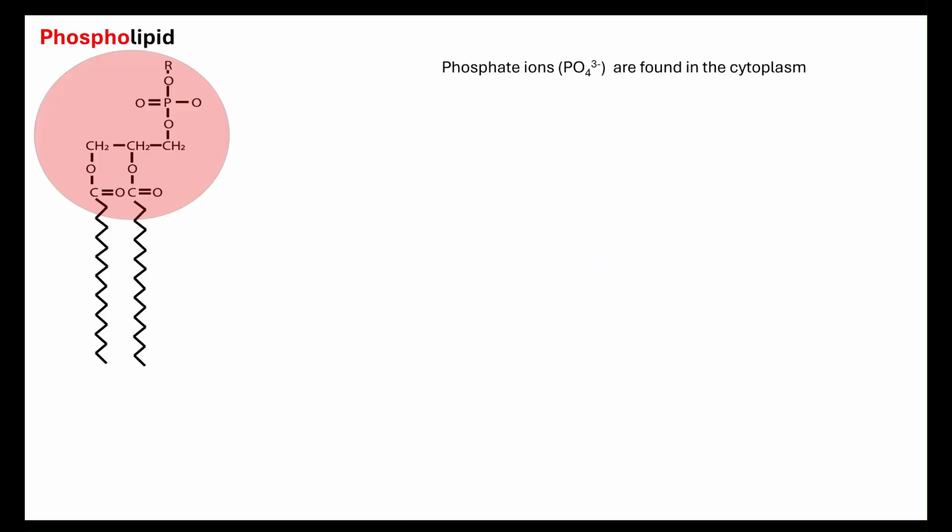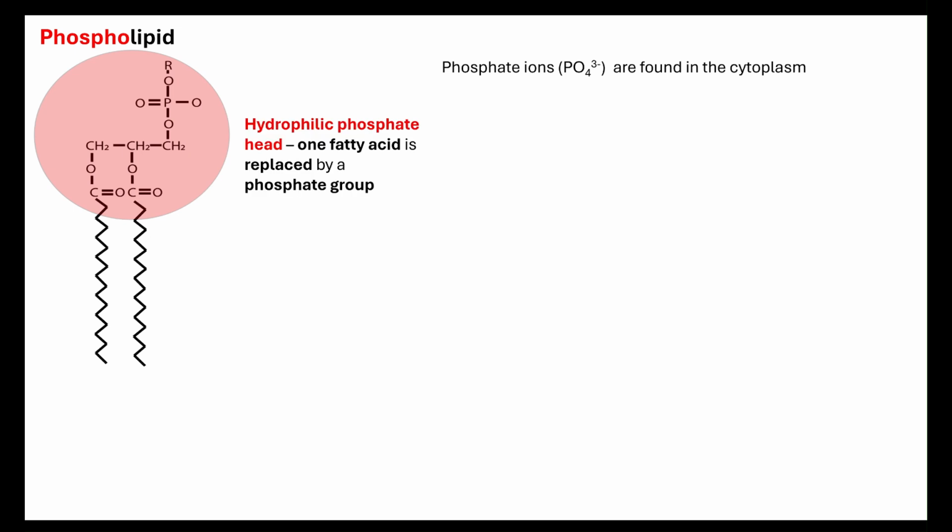So another thing that we can do is create a phospholipid. Now, inside the cytoplasm, there are phosphate ions which are dissolved in the cytoplasm. Now, because they're dissolved, that tells you that they must be polar. So we know that a phosphate ion is made up of phosphorus and oxygen, and we know that it is negatively charged because it has extra electrons. So therefore, a phosphate ion being negatively charged means that it can be dissolved in the cytoplasm.